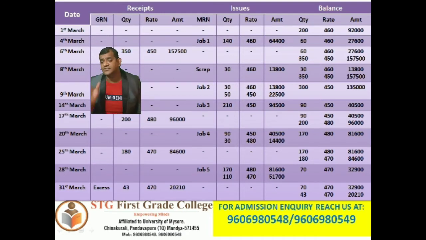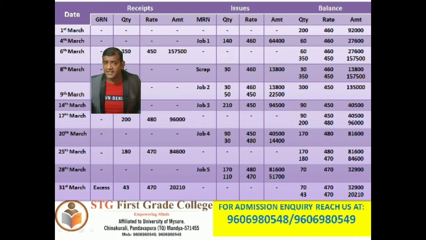Clear? So then what is the balance? 300 minus 210. So that comes to 90 tons is the balance at the rate of 450 rupees. So 90 into 450, 40,500 rupees. So that is the balance as on 14th March. Now further we are moving on to 17th March.